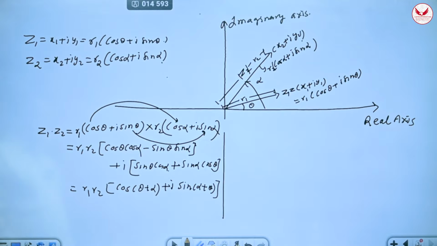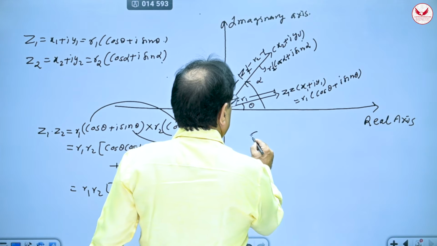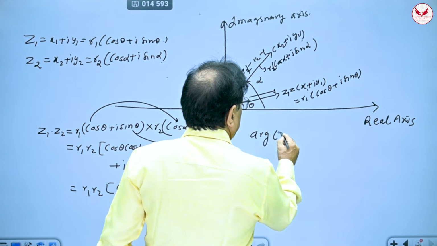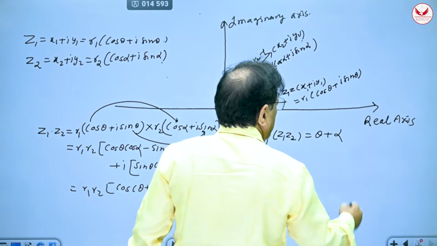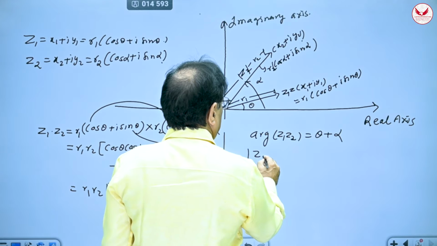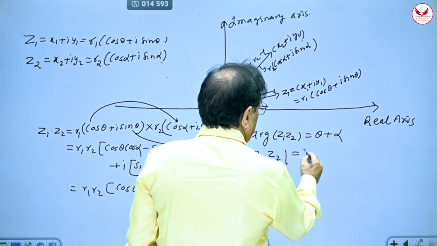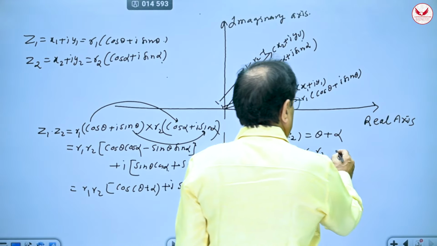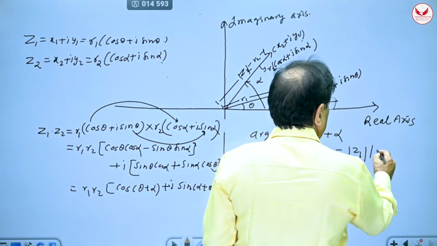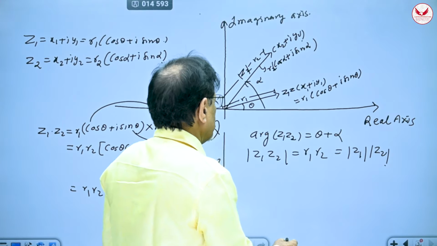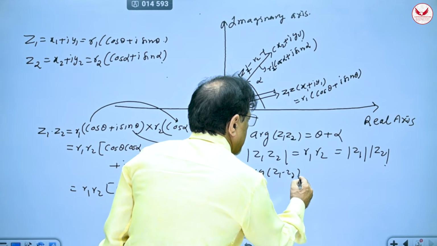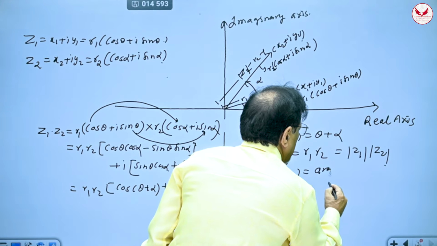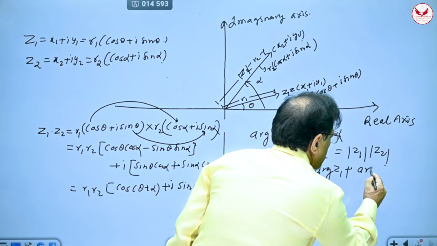Now this, what is this? See what is argument of Z1, Z2? Arg of Z1, Z2 is nothing but theta plus alpha. What is modulus of Z1, Z2? Modulus of Z1, Z2 is nothing but R1, R2. But R1 is what? Mod of Z1. R2 is what? Mod of Z2. Which means argument of Z1, Z2 is actually equal to argument of Z1 plus argument of Z2.